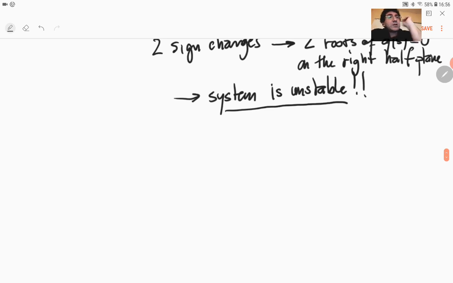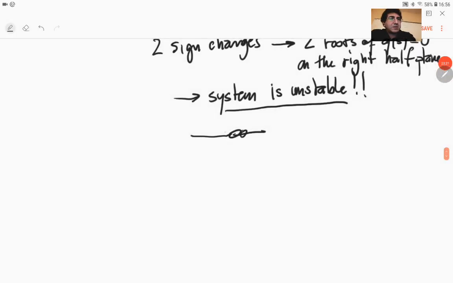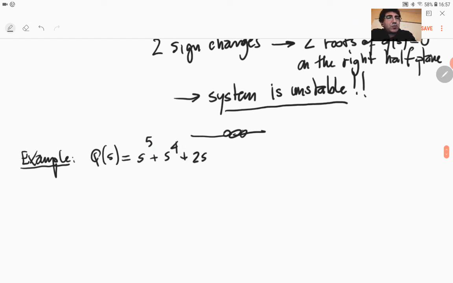Now let me try to solve another example and finish this video, which is approximately how many minutes now? It's 23 minutes, so half an hour is, I guess, a reasonable duration for a video. So let's have another example. We have Q of S equal to S to the power 5 plus S to the power 4 plus 2S cubed plus S squared plus S plus 1.